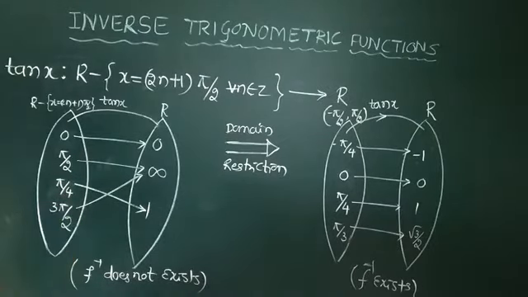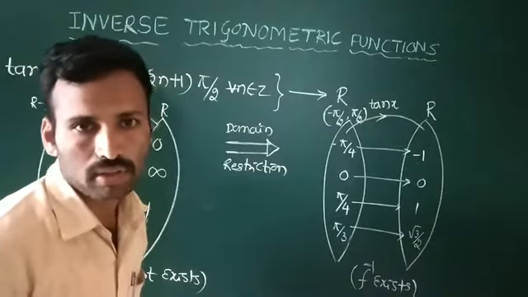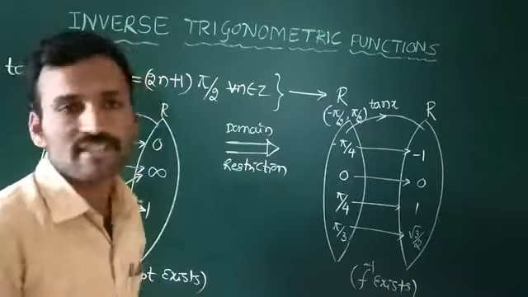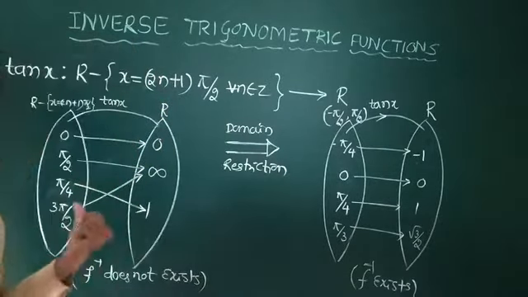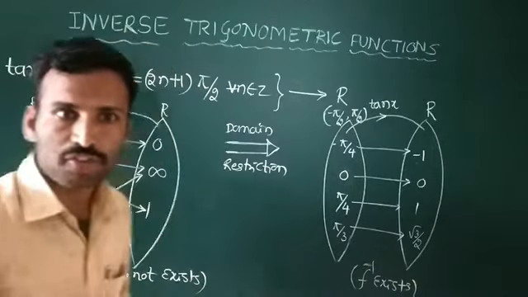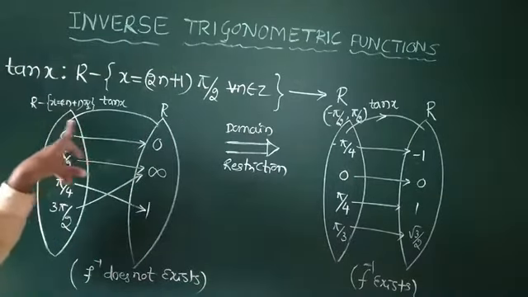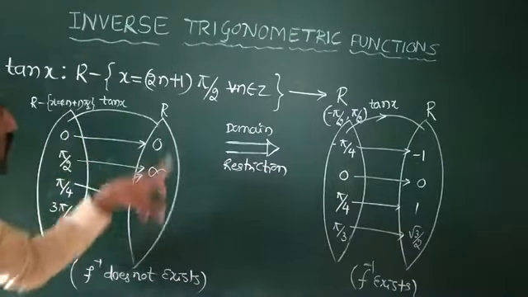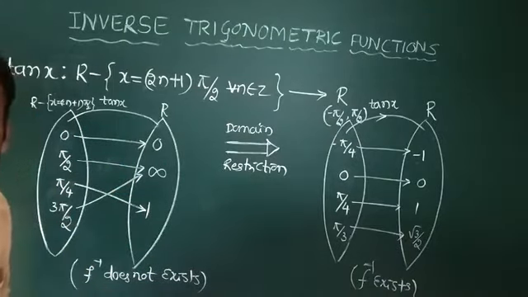The domain of the tan function is R, the real numbers, except (2n plus 1) pi by 2, where n belongs to the integers. The range of the tan function is the real numbers. Here is a diagrammatical representation of the tan function. The domain is R except (2n plus 1) pi by 2, and the codomain is the real numbers.